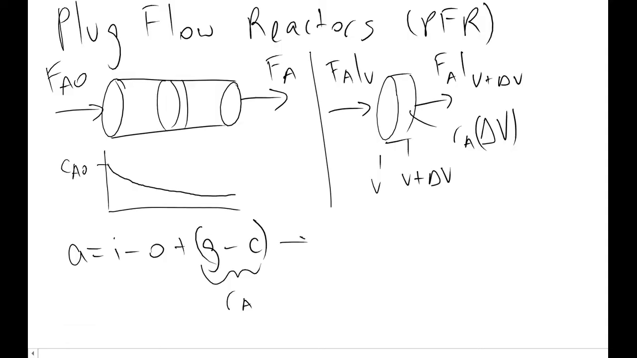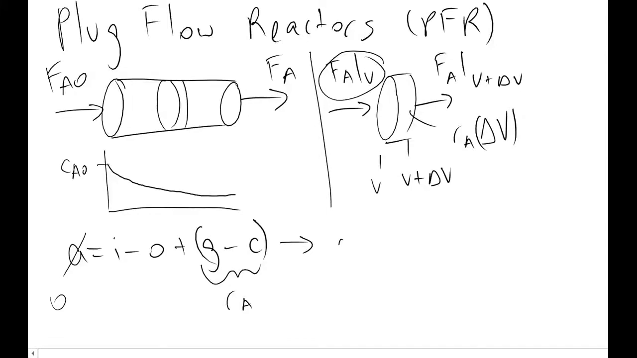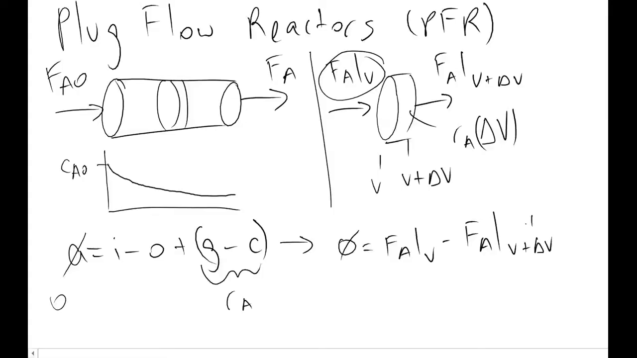And what we will assume is that our plug flow reactor is operating at steady state, so we can cancel out our accumulation term, and we will say that the inlet term, in this case, would be FA evaluated at V, so 0 would be equal to in FA evaluated at V minus out, which is FA leaving at V plus delta V, and then plus the rate of reaction that's occurring inside, which would be RA delta V.